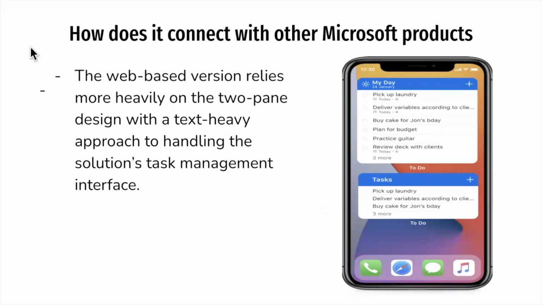Now, the web version does rely more heavily on the two-pane design with a text-heavy approach to handling the solution's task management interface. So it is going to look different whether you're on an iPhone versus a computer or desktop. This screenshot was just taken from an iPhone. You can see a few of the to-do lists that are here, including their My Day and tasks as well.